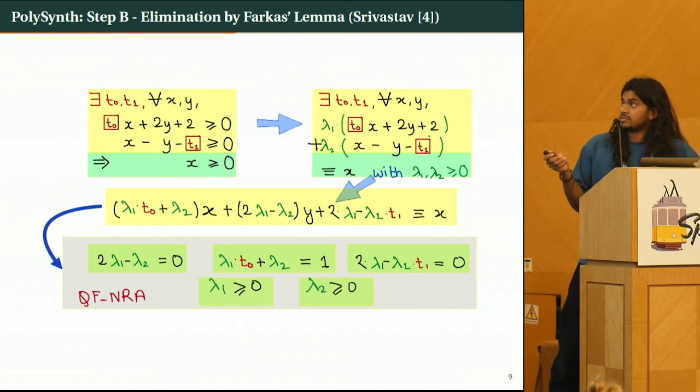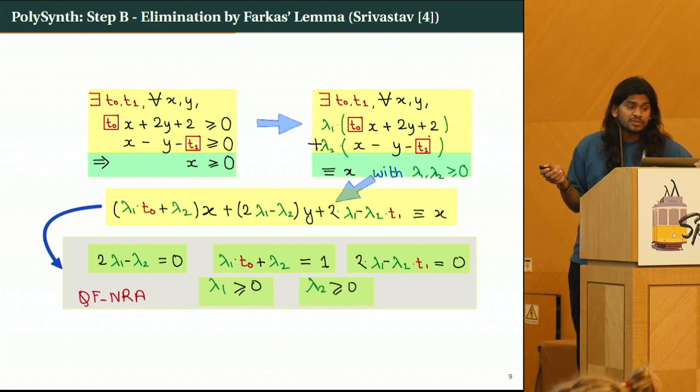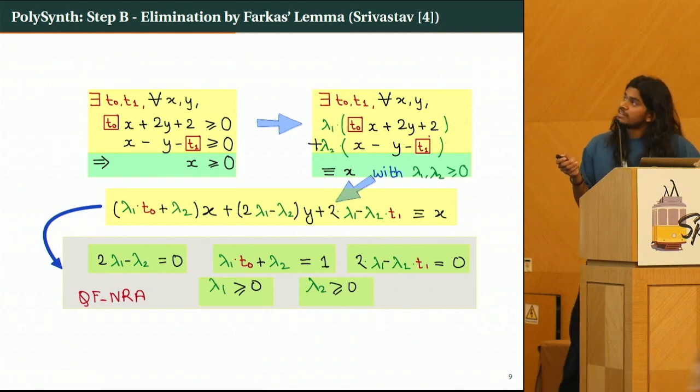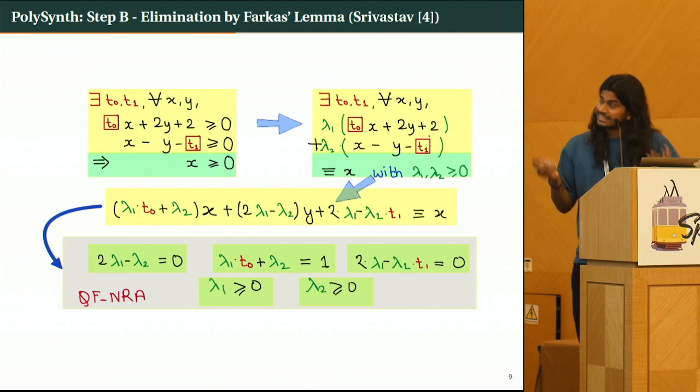And every non-positive multiple of this is also non-negative. And if I can show you that lambda 1 times this thing plus lambda 2 times this thing is equal to x, with lambdas being positive, if I can show you the actual value of lambdas, then it will give you a certificate that this is indeed true.